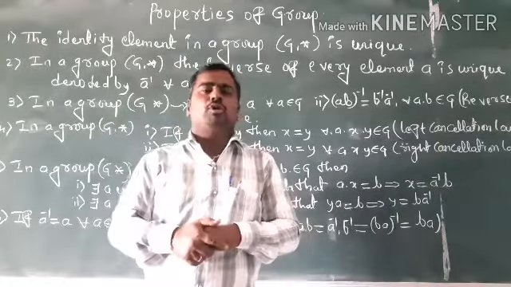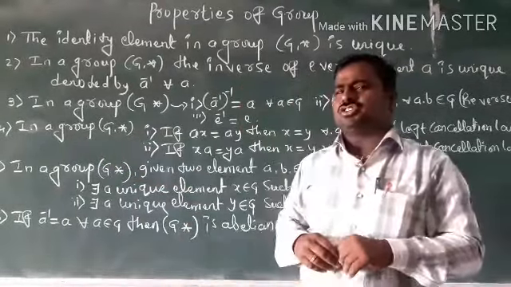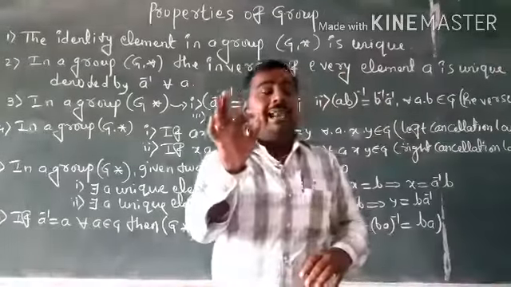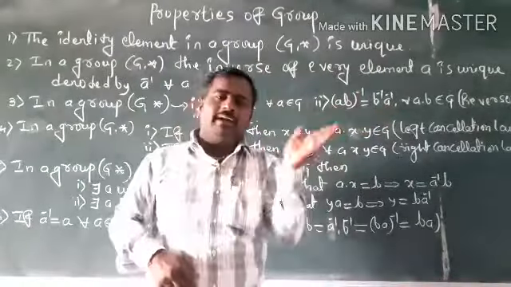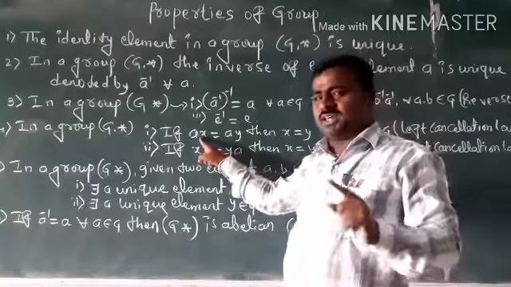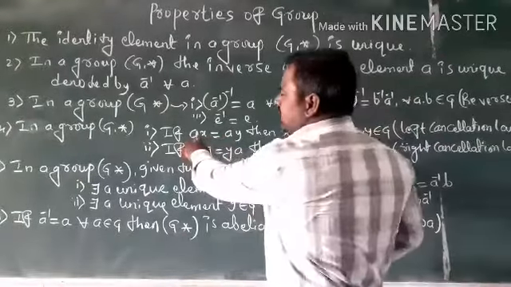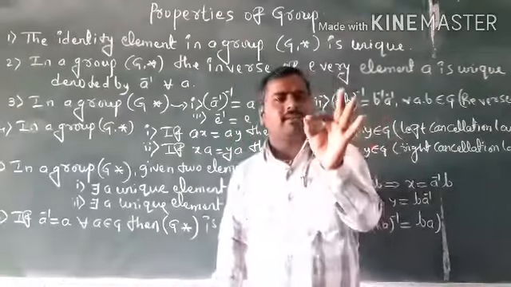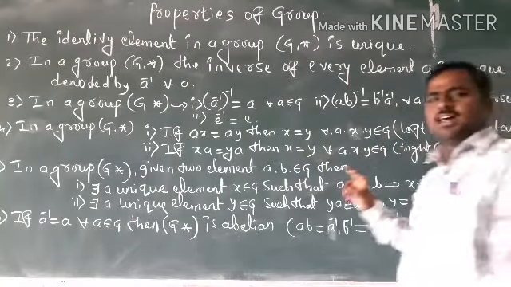Next, the most important properties, and three concepts are there. In a group (G, *), the conditions are very important. The first condition is left cancellation. How do we cancel? Look at this example. Here, a and a get cancelled. What remains? x equals y. This is known as left cancellation. So, for all x, y belonging to G, the left cancellation law holds, right?